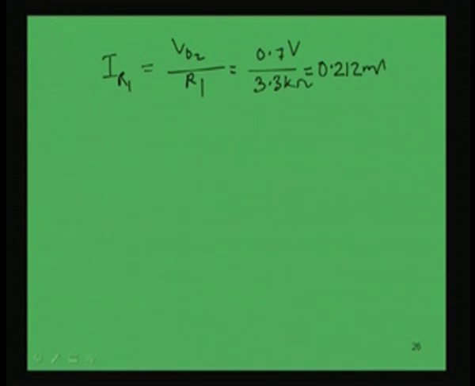So, IR1 is equal to VD2 by R1, and VD2 is 0.7 volt divided by 3.3 K ohm. This calculation will give you 0.212 milliampere. So, one current we have found out, that is IR1.